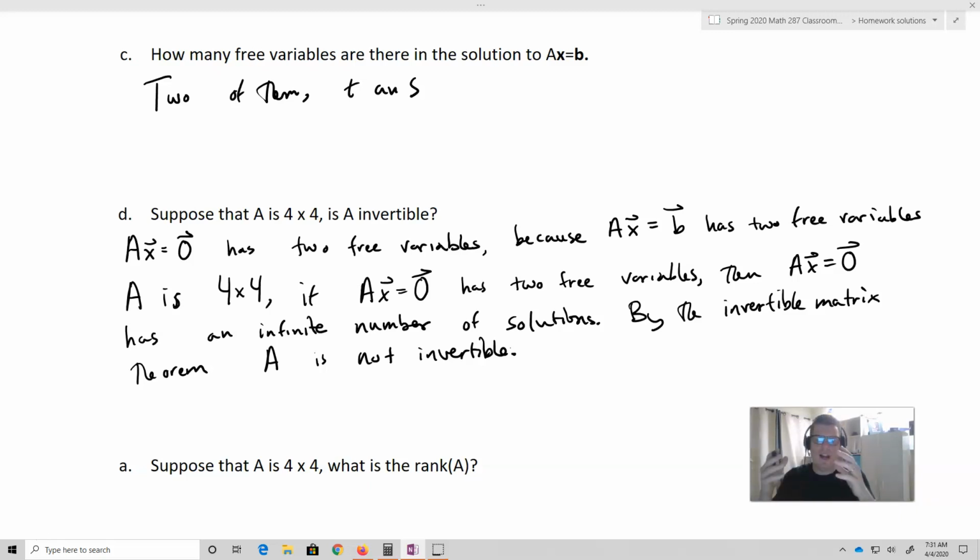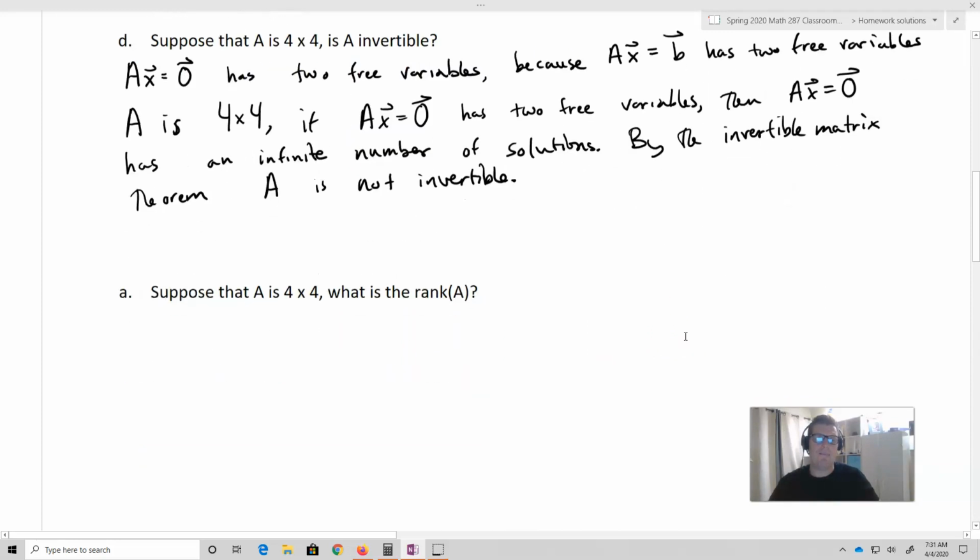All right. There are a lot of other ways to look at this too. Since A has two free variables, we could actually say that A only has two pivots. Or the row reduction of A only has two pivots. And since the row reduction of A only has two pivots, the rank of A is 2, right? For A to be invertible, the rank of A would need to be 4. So that's another way to look at it. We've got several different ways to look at the same problem.